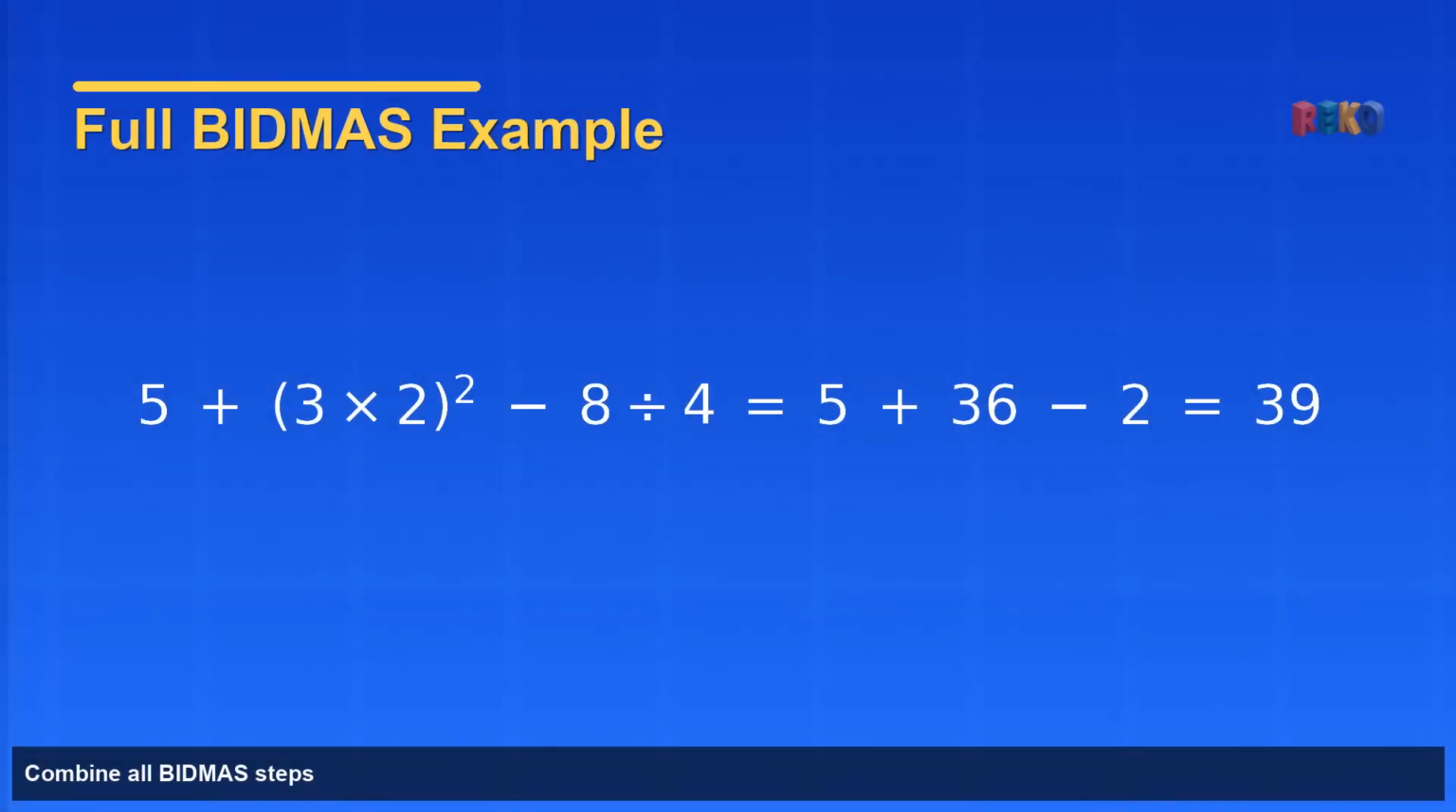Now, let's apply the full BIDMAS process. Start with the brackets. 3 times 2 equals 6. Next, handle the index. 6 squared gives 36. Then do the division. 8 divided by 4 equals 2. Finally, move to addition and subtraction from left to right. 5 plus 36 minus 2 equals 39. By following the order step by step, you guarantee one correct and consistent answer every time.